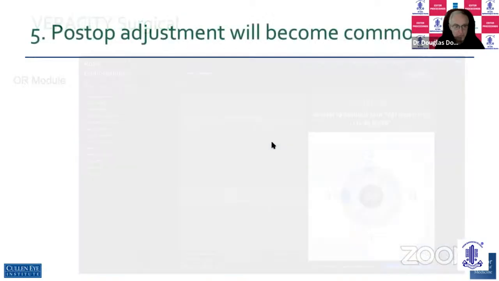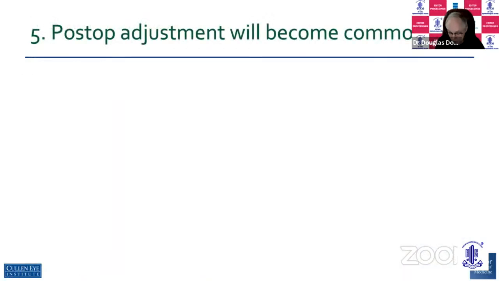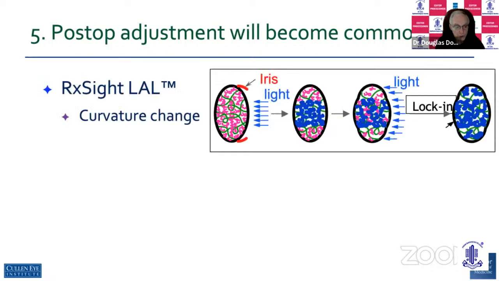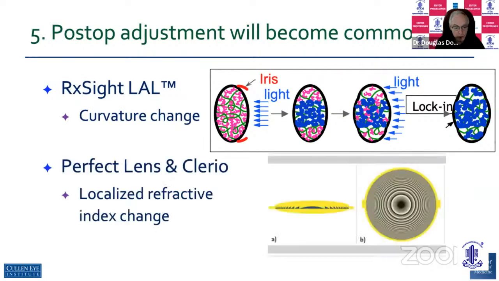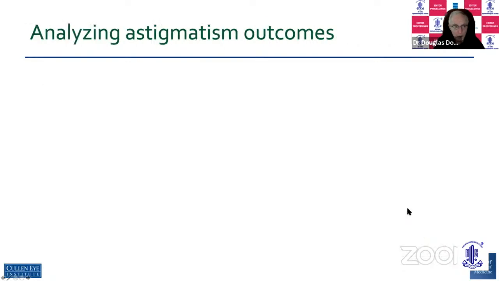And then you can generate operative reports and do a lot of things with it. I think post-operative adjustment is going to be important, whether it's something like the RxSight technology or localized refractive index change, refractive index shaping with companies like Perfect Lens and Clario. The beauty of RxSight is that it's incredibly accurate, but you must use their material and their lens. With Perfect Lens and Clario, if it ever comes to fruition, you can do it on any IOL.